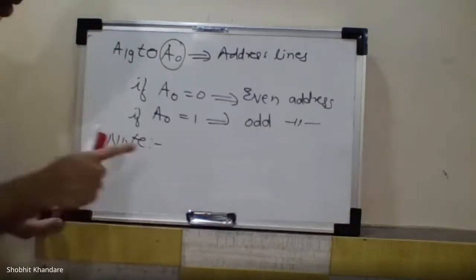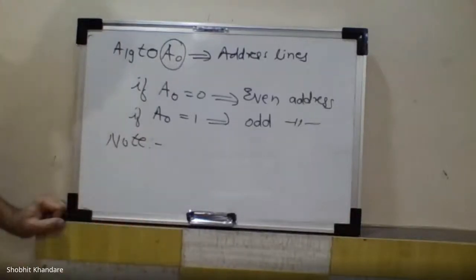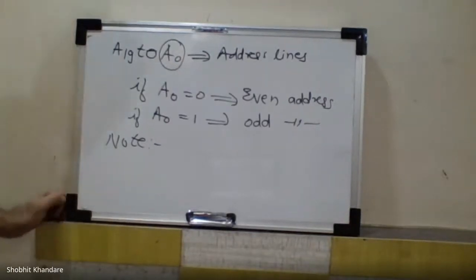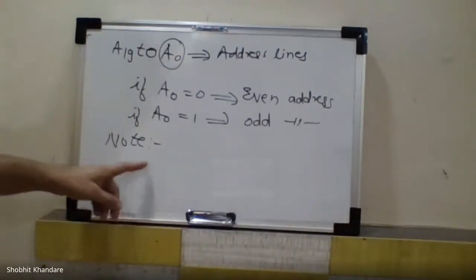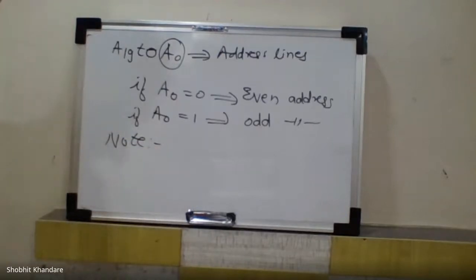So point number 1 you have written in the note. Now write point number 2: linear memory is converted into even and odd memory banks. Put an asterisk on both notes because both these points are very important.